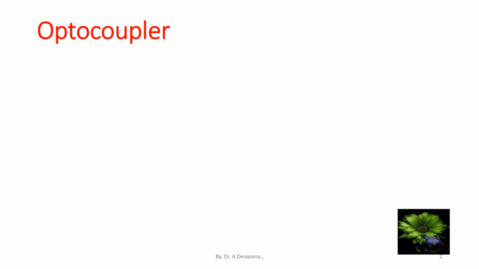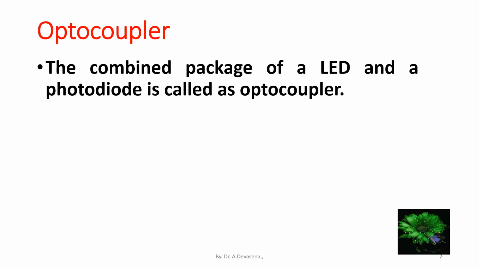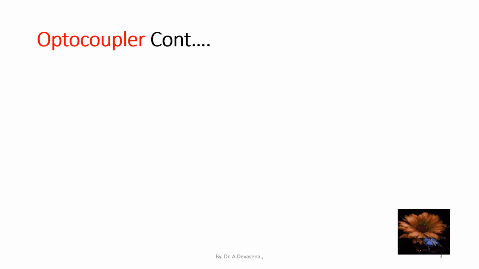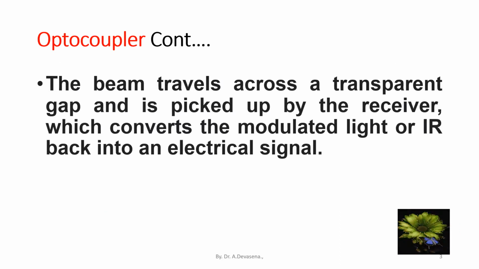Optocoupler. The combined package of a LED and a photodiode is called an optocoupler. Using an optocoupler, when an electrical current is supplied to the LED, infrared light is produced and passes through the material inside the optoisolator. The beam travels across a transparent gap and is picked up by the receiver, which converts the modulated light or IR back into an electrical signal.